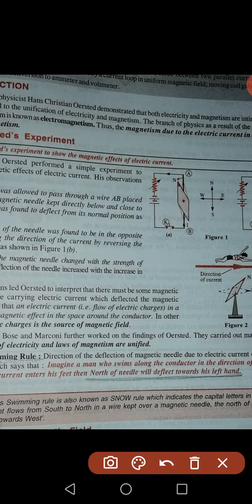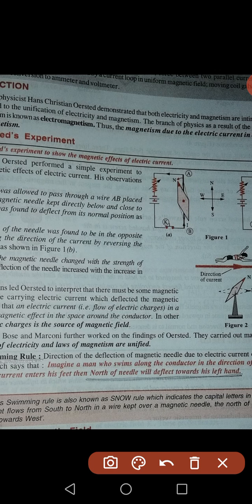Simple experiment. See here, there is a battery. With this battery there is a variable resistance. How will you understand that this is a variable resistance? You see, this arrow represents that it is a variable resistance. Okay, now there is a key, and then this is a magnetic needle. A magnetic needle is kept near this circuit.